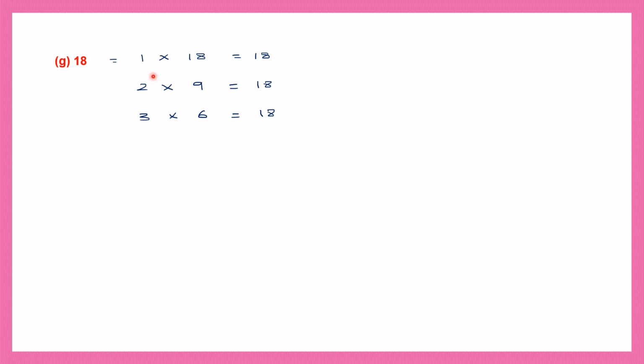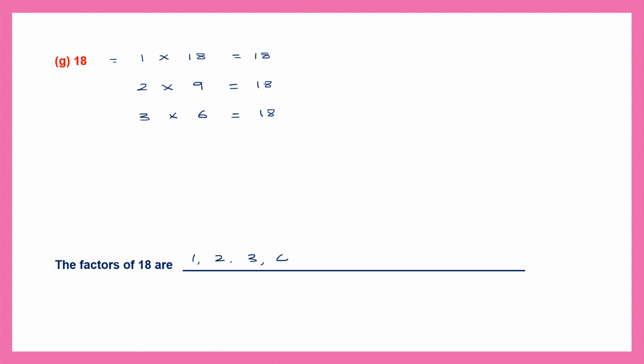So what are the factors of 18? 1 and 18, 2 and 9, 3 and 6. So when we write it in order, what do we get? We get 1, 2, 3, 6, 9 and 18. These are all the factors of 18.